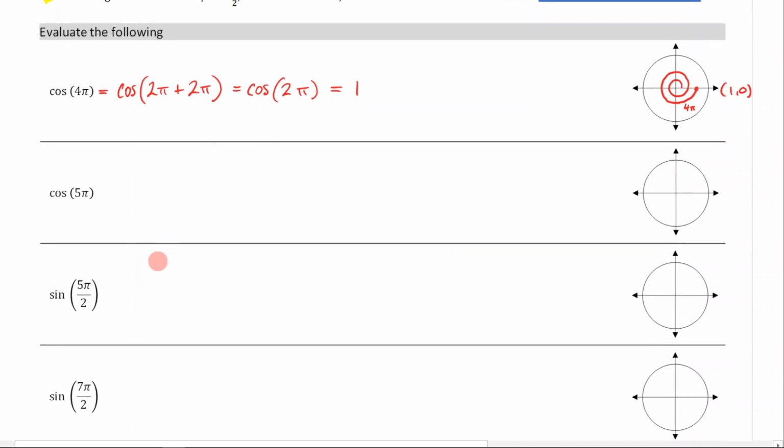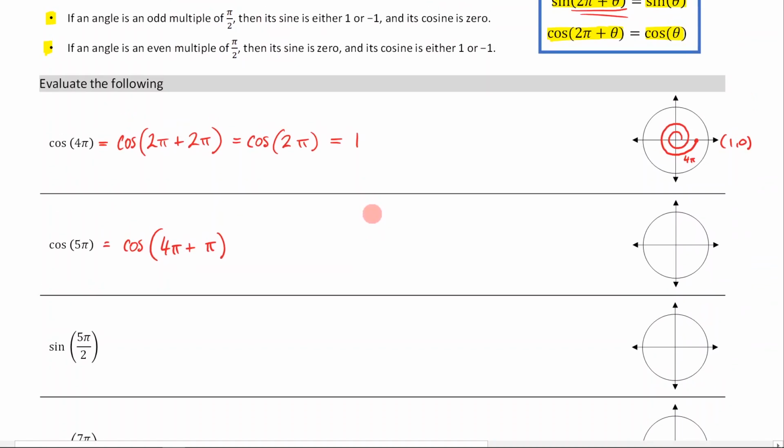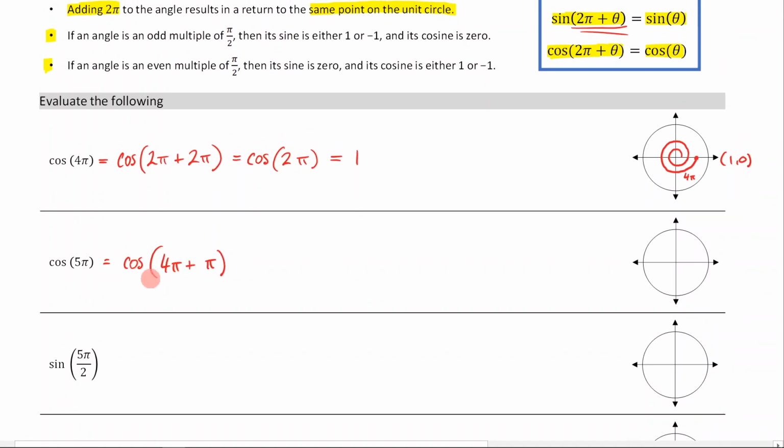Let's do it again. If I had cos of 5 pi, what I would do is say this is the same as cos of 4 pi plus pi. Now, this works for any multiple of 2. As long as it's an even number, it's going to work here. So I can rewrite this as cos of pi, and I know cos of pi is equal to -1.